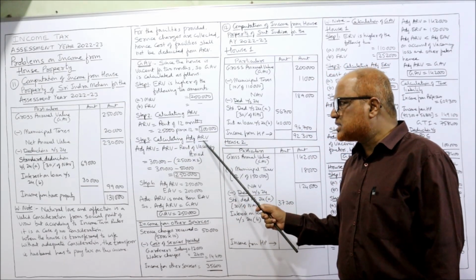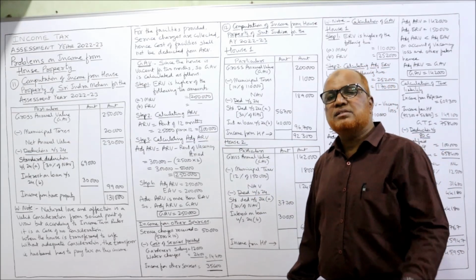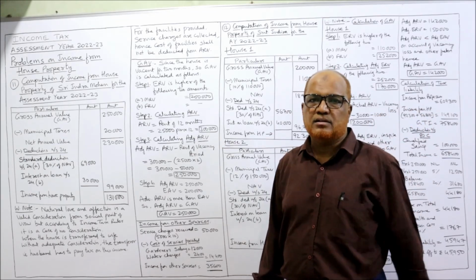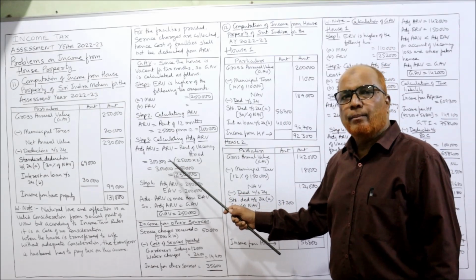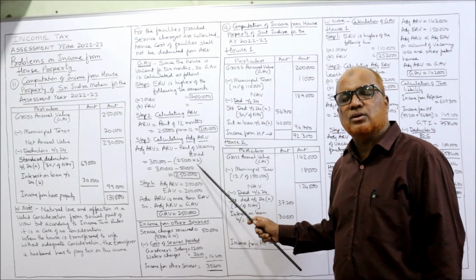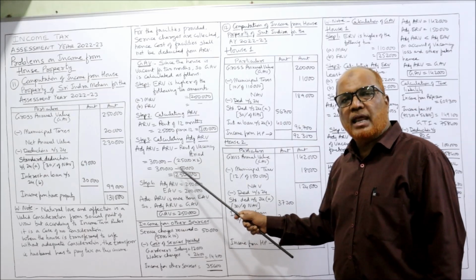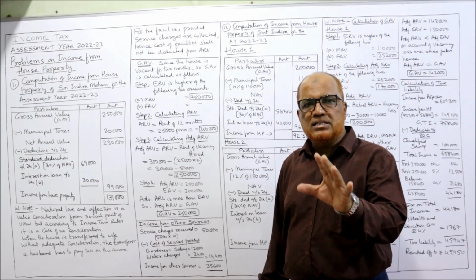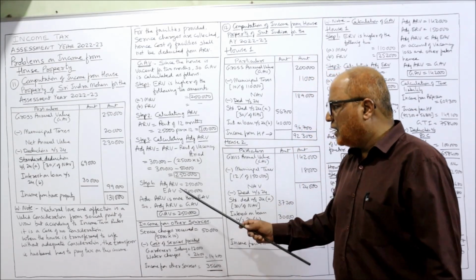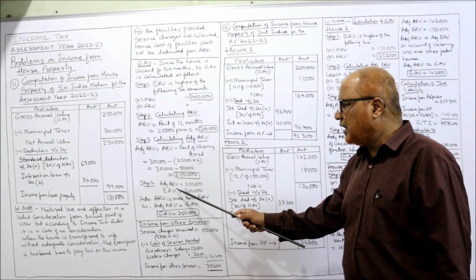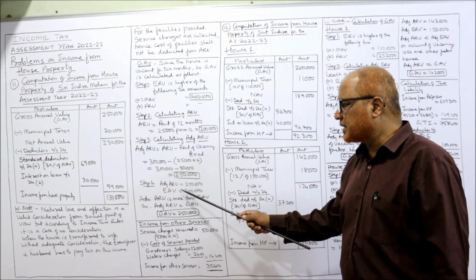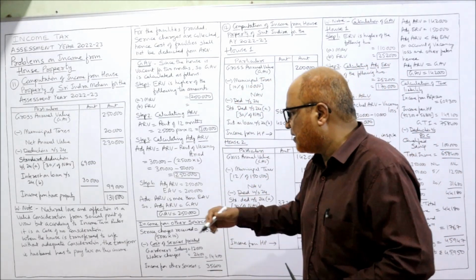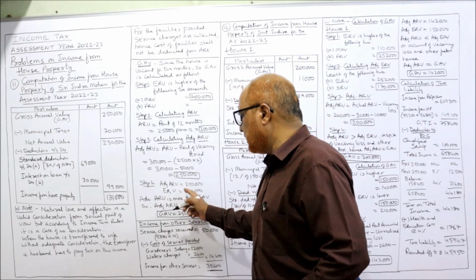Now calculating adjusted ARV. Adjusted ARV means ARV minus rent of vacancy period. 2 months vacant. So actual ARV 3 lakh minus monthly rent 25,000 into 2, 50,000. So 3 lakh minus 50,000, 2 lakh 50,000 is adjusted ARV. Now we have adjusted ARV and ERV. Compare. Adjusted ARV is 2 lakh 50,000 and ERV, expected rental value, is 2 lakh.